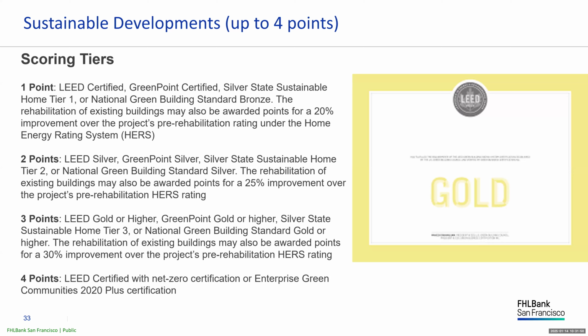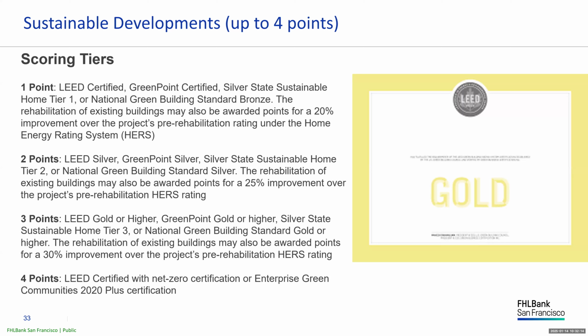The Nevada Housing Division's Silver State Sustainable Home Certification is also included as an acceptable certification and will be awarded 1, 2, or 3 points depending on the level of certification. One important point I would like to emphasize is that you should not overcommit here. If the commitment is not met, this will lead to a future project modification involving a loss of points, which could jeopardize the project's award.